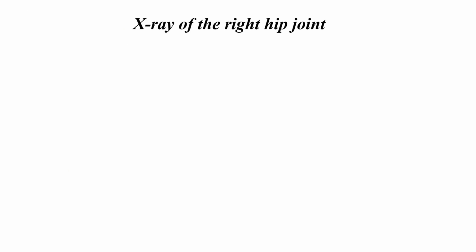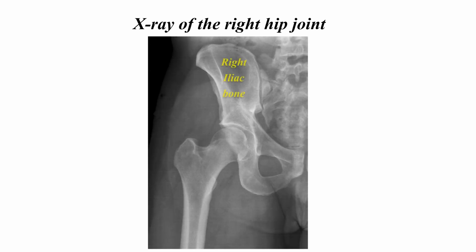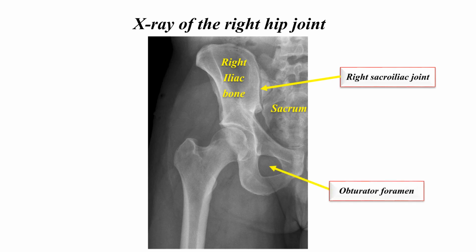This is the X-ray of the right hip joint. This is the right iliac bone, and this is the sacrum. The iliac bone articulates with the sacrum at the sacroiliac joint. This is the right sacroiliac joint. Inferiorly, this is the obturator foramen.